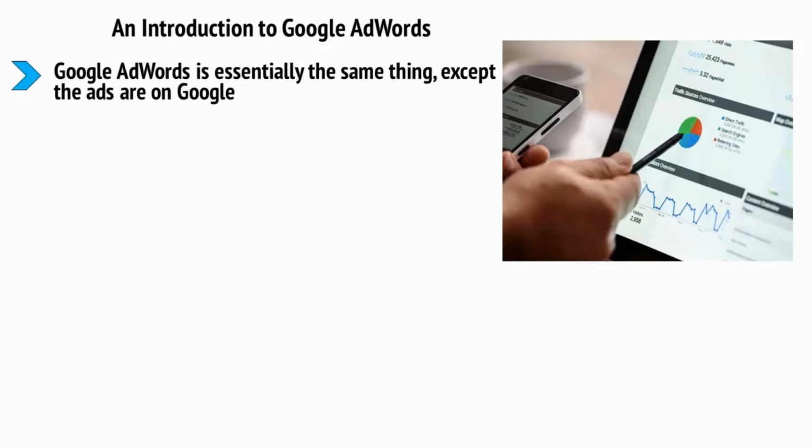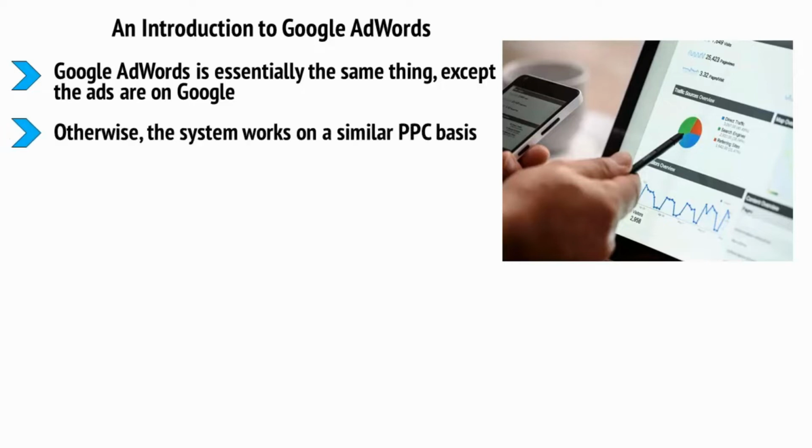The difference is that this time, you are now paying for ads to appear at the top of certain search results under the heading Sponsored Results. Otherwise, the system works on a similar PPC basis. This has pros and cons. On the one hand, you can't as precisely target the type of person that is looking for your product. For example, you can't choose to only show it to engaged women.